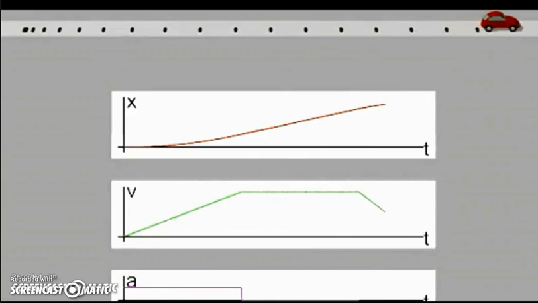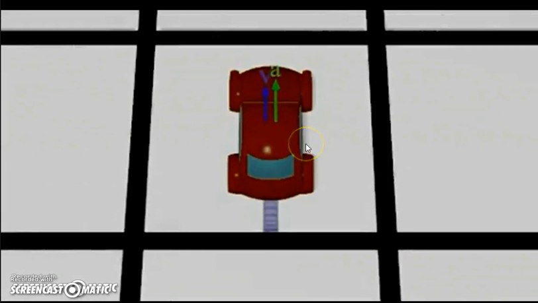Okay, so let's move the car. Then in this video we'll be showing acceleration and velocity on the car. Velocity is the direction in which it actually moves, and acceleration decides what will happen to the velocity, whether it will increase, decrease, or change its direction. If acceleration and velocity are in the same direction, velocity will increase, and if they are opposite, the magnitude of velocity will decrease, and if they are perpendicular, then it will change its direction. The component of acceleration which is perpendicular is responsible for changing the direction of velocity.